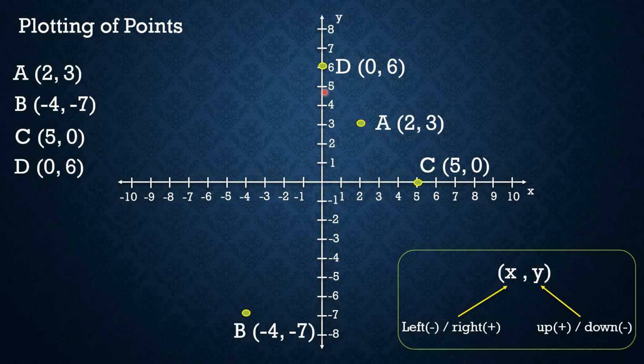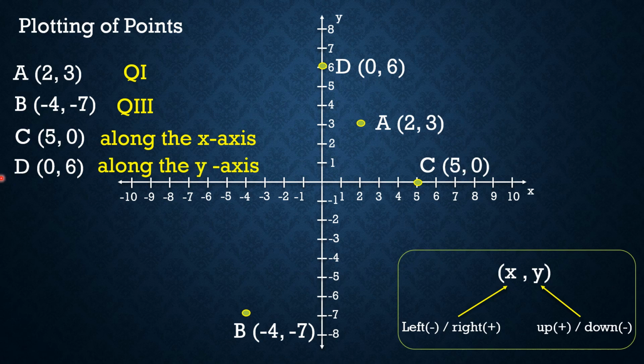We can also identify kung anong quadrant sila matatagpuan. So, si point A ay matatagpuan sa quadrant 1 dahil parehong positive ang x and y coordinates. Si point B naman ay matatagpuan sa quadrant 3, which is obviously because the x and the y coordinates are both negative. Si point C naman ay matatagpuan along the x-axis, particularly along the positive x-axis. Si point D naman ay matatagpuan along the y-axis, particularly along the positive y-axis. And that's how we plot points or locate points on the Cartesian coordinate plane.